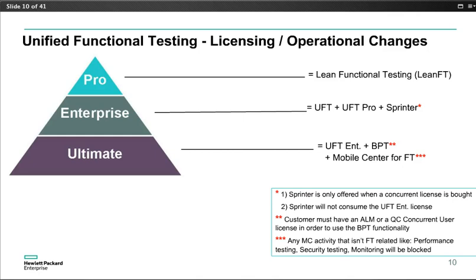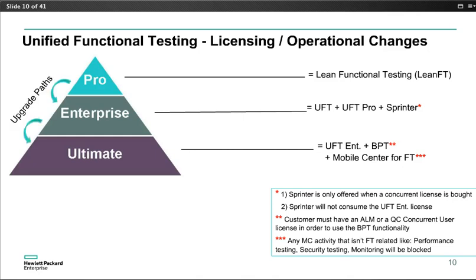And the last addition here is the UFT Ultimate, and this is something that is suitable to anyone that would like to have end-to-end testing, also covering mobile center, or actually mobile testing. So with this Ultimate Edition, you are getting everything that you need, including also BPT, business process testing, in order for you to take advantage of all the functional testing tools while you're doing testing, again, across the board, including the mobile space.